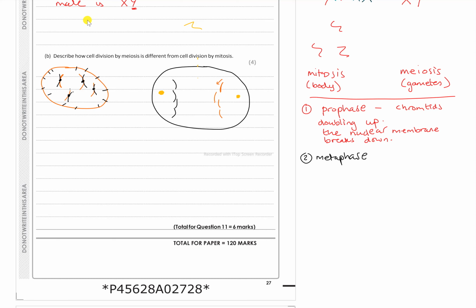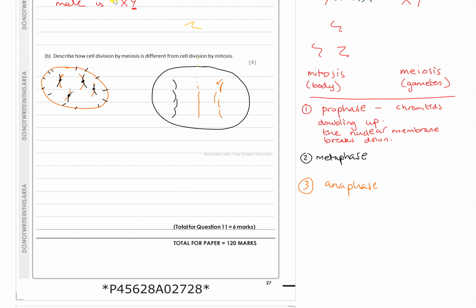Okay. Number 3 is called the anaphase. That's where these are pulled from the center up to this point. That is called the anaphase. So they go to the poles of the cell.